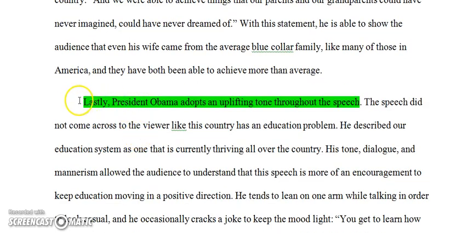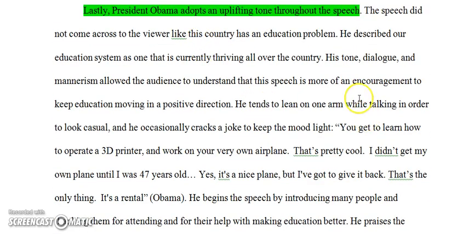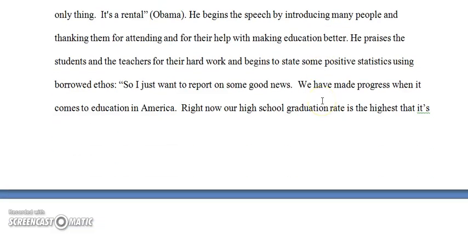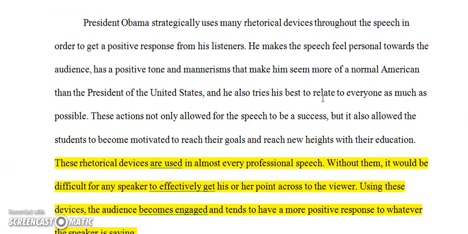And then lastly, this is the third item from the preview. Obama adopts an uplifting tone throughout his speech. Again, textual evidence and interpretation. And let's go down to the conclusion. This is the final paragraph.